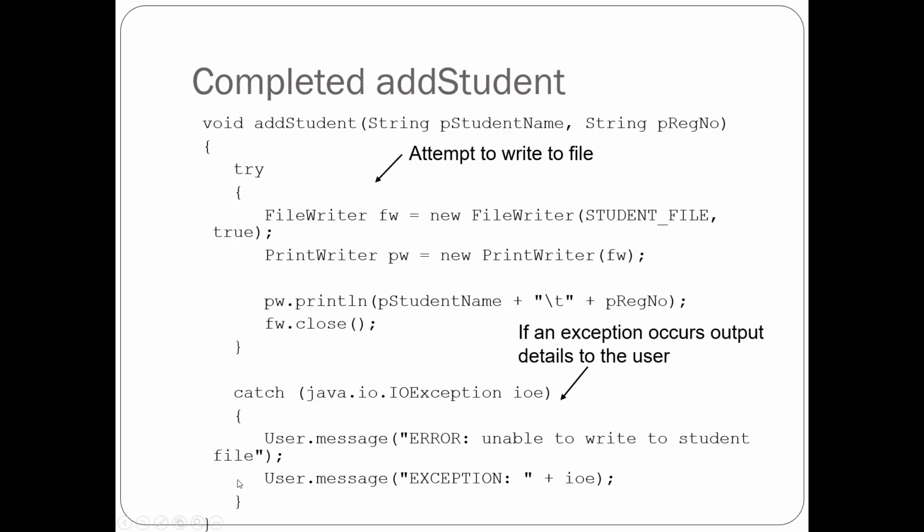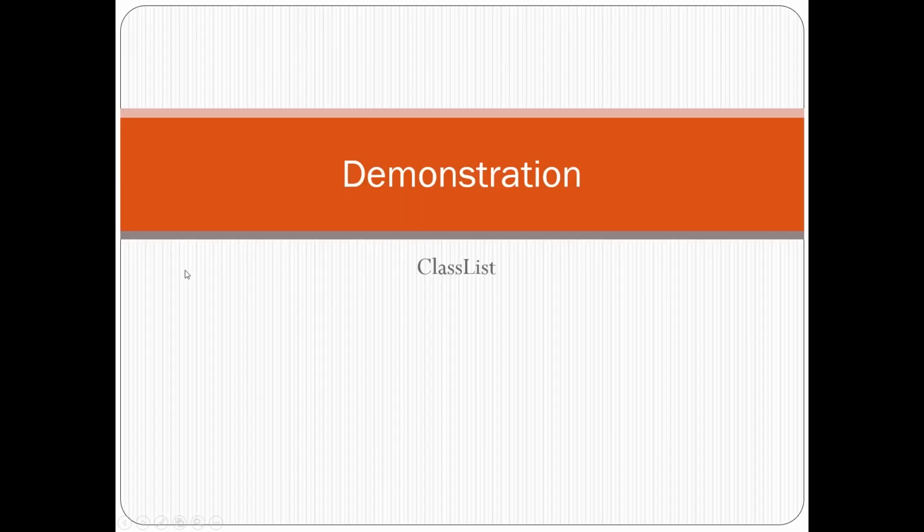This is the catch block. The catch block basically will catch any errors if they happen, and all it'll do is say user.message, so you need the user class, something's happened, and it'll tell us what that exception is. Now that's what IOE is. That's the IO exception that we're getting from, basically from the operating system, to tell us what the error is that's actually occurred. So let's have a little look at how that happens.